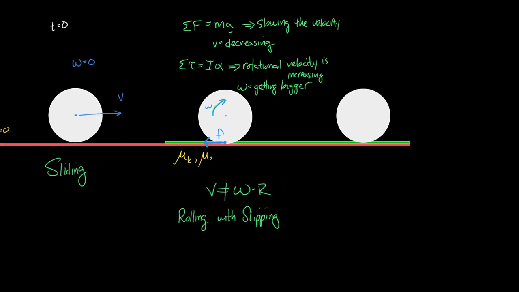Now, this number is going down. This number is going up. R isn't changing. There's going to come a moment when v equals omega r. The moment that happens, then we have rolling, or rolling without slipping.